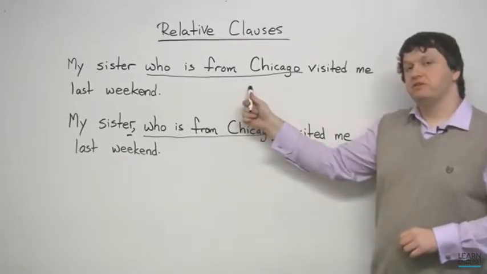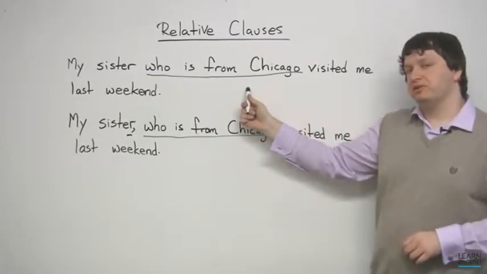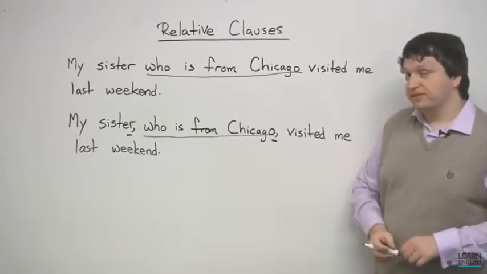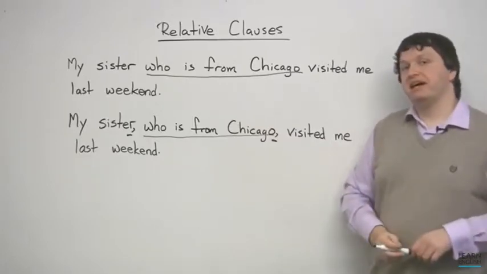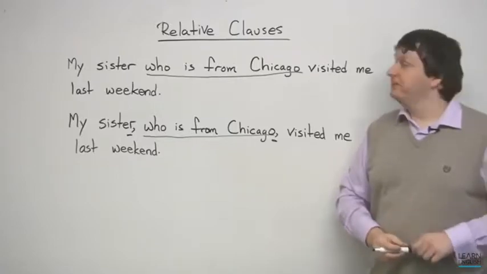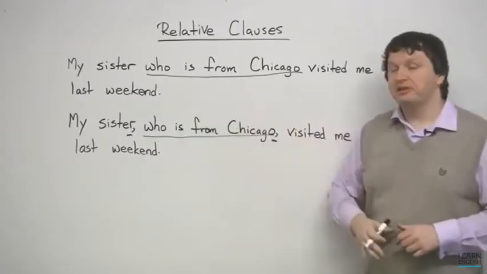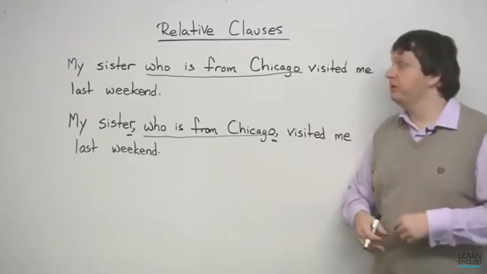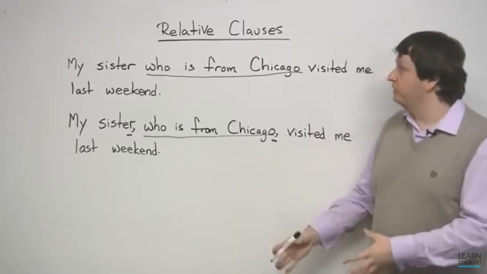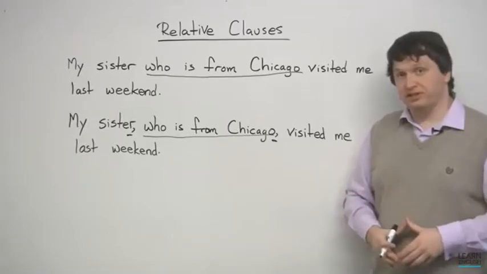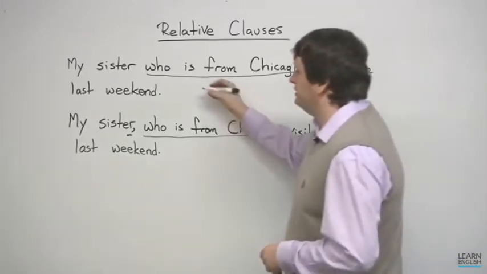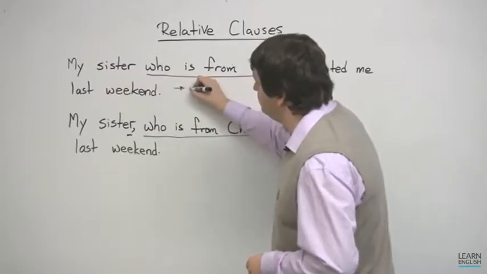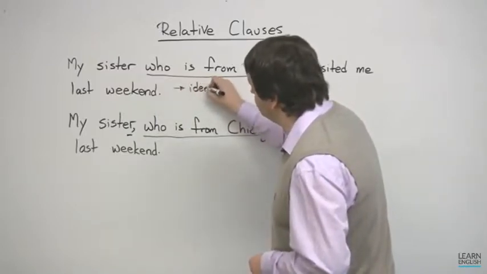In this one, do I have one sister or do I have many sisters? Well, in this case, this actually means that I have many sisters, and I am referring to the one who is from Chicago. My sister who is from Chicago visited me last weekend. Okay? So this is called an identifying clause.